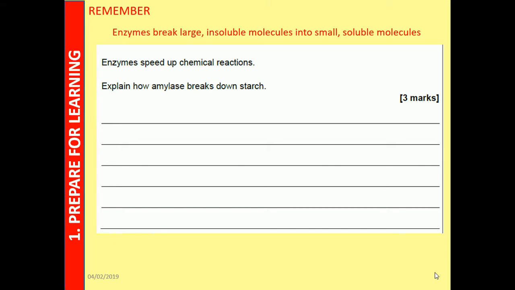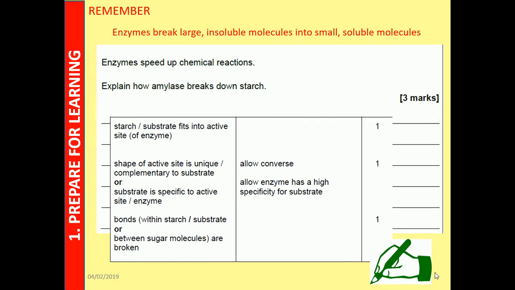Something about lock and key, okay, and then the fact that the enzyme can be reused possibly because we're saying they speed up chemical reactions. We could talk about the starch being a long molecule, amylase being a small molecule. Let's have a look. So the substrate fits into the active site of the enzyme. It has a complementary shape which links to our lock and key theory.